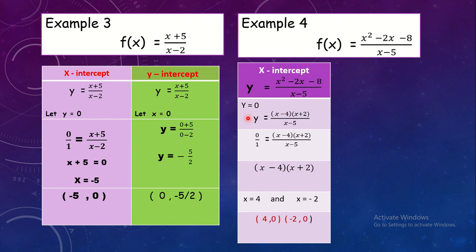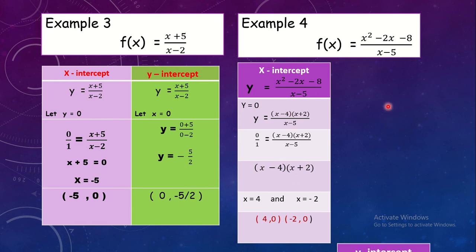So, since x-intercept, let y equal to 0. So, 0 yan over 1. Then, cross-multiply, guys. So, 0 times x minus 5 is wala na. Ang matitira na lang is ito, kasi pag minultiply mo sa 1, ito siya. Okay? So, we have 2 x-intercepts here. Yung isa, positive 4, kasi x minus 4 equals 0. Pag transpose mo yung negative 4, magiging x equals 4. Kapag naman x plus 2 equals 0 and then lipat si positive 2, magiging negative 2. So we have 2 x-intercepts in the given.